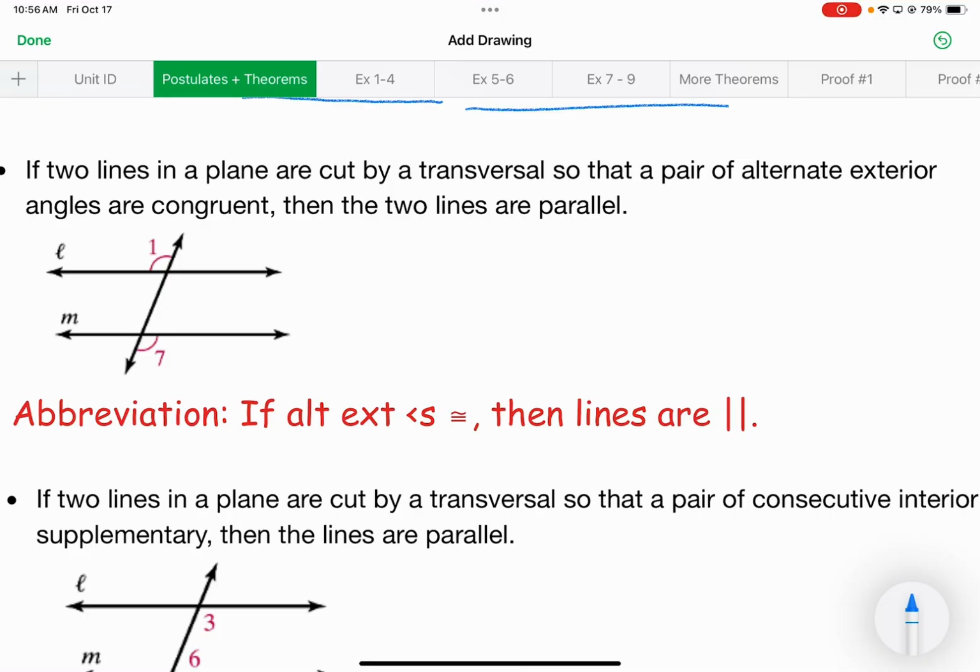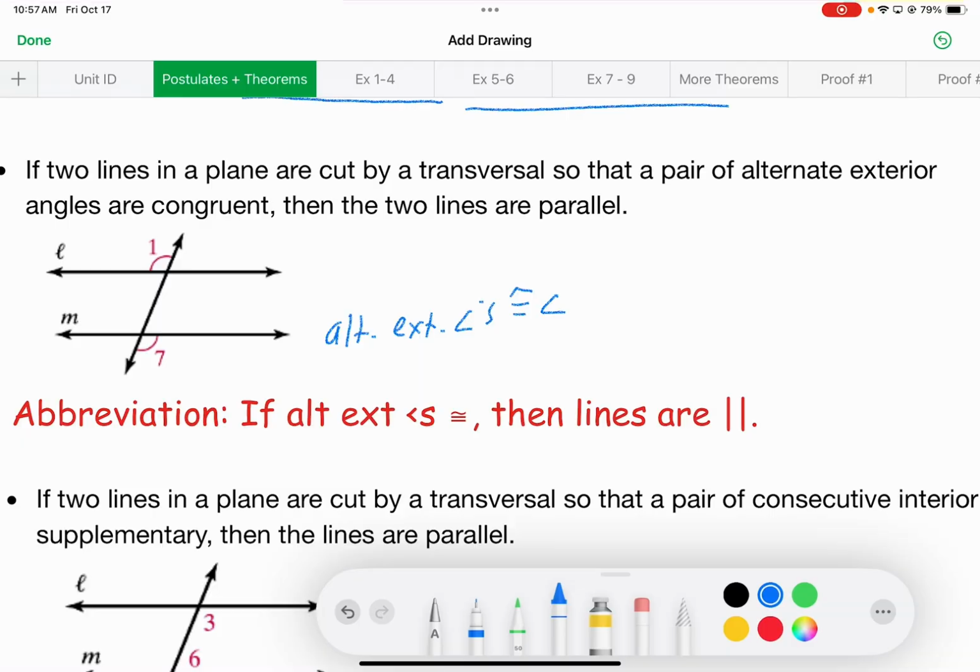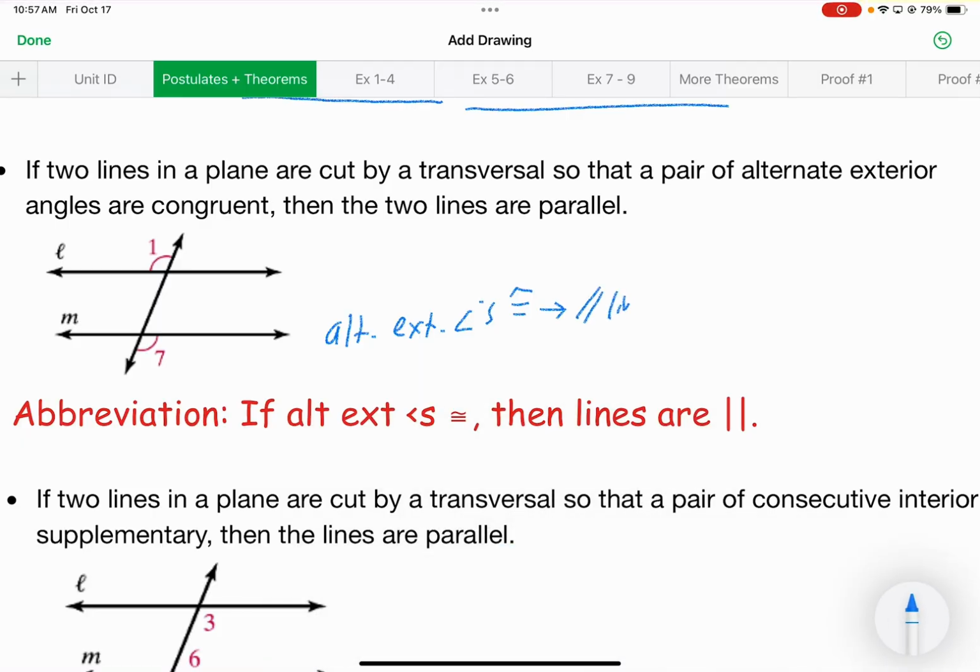Okay? There's one for all of our angle pairs. So there's one for corresponding, there's one for alternate interior, there's one for alternate exterior, and there's one for consecutive interior, okay? So the next one is for alternate exterior. So if alternate exterior angles are congruent, then lines are parallel. So we would abbreviate it as alternate, even more so if you wanted to, exterior angles congruent implies, so we draw an arrow, implies parallel lines. You can abbreviate it like that if you want to. Alternate exterior angles congruent imply parallel lines, okay?